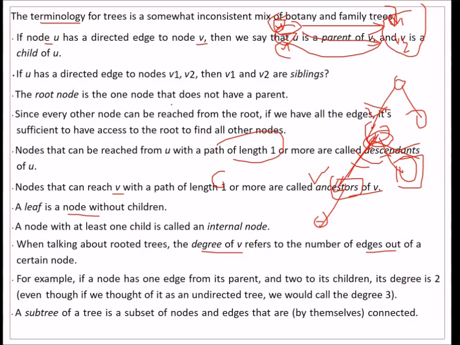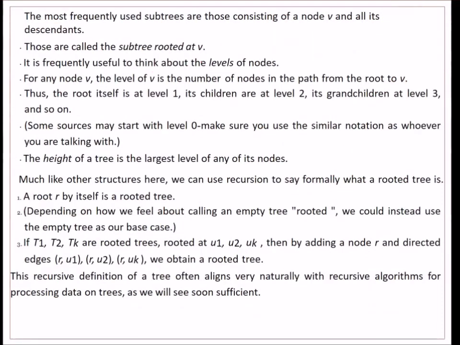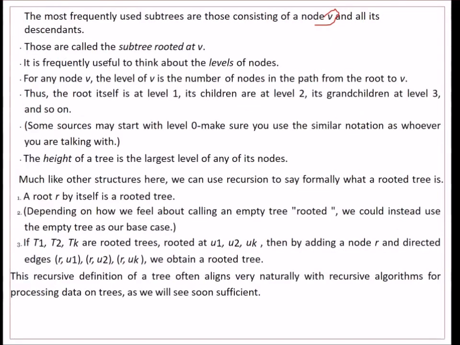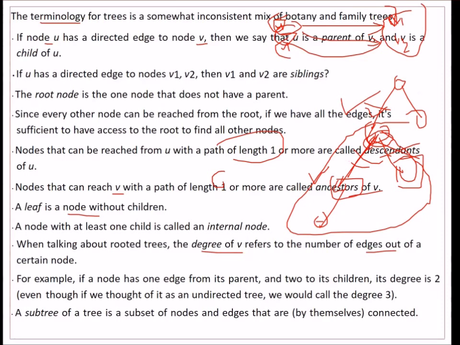And a subtree of a tree is a set of nodes and edges that are connected among themselves. So this part is a subtree of this whole tree. The most frequently used subtrees are those consisting of a node V and all its descendants, as I just showed you. Those are called the subtree rooted at V. If this is U and this is V, then this is the subtree rooted at V.